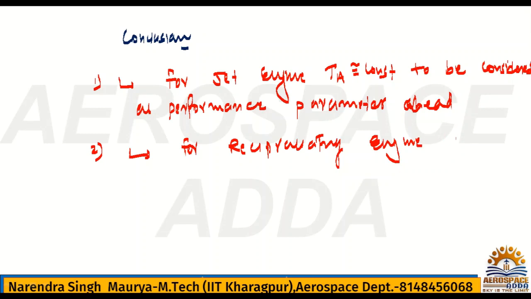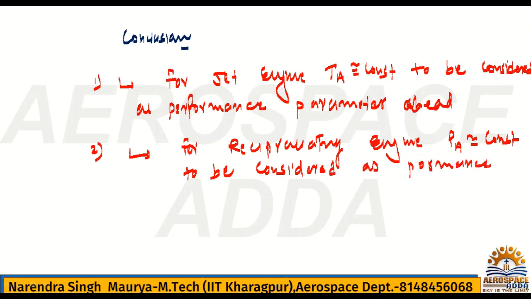For a reciprocating engine or propeller driven engine, power available is almost constant, to be considered as a performance parameter ahead. Hope you understood now.